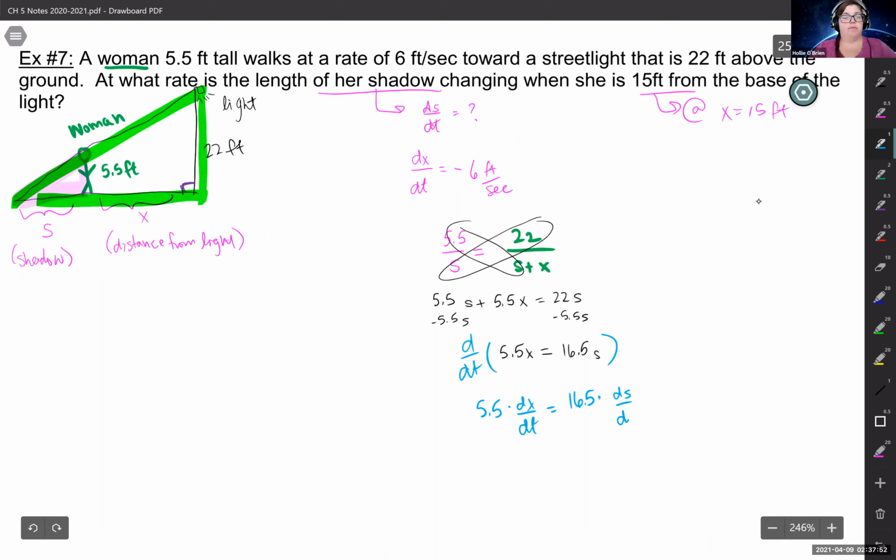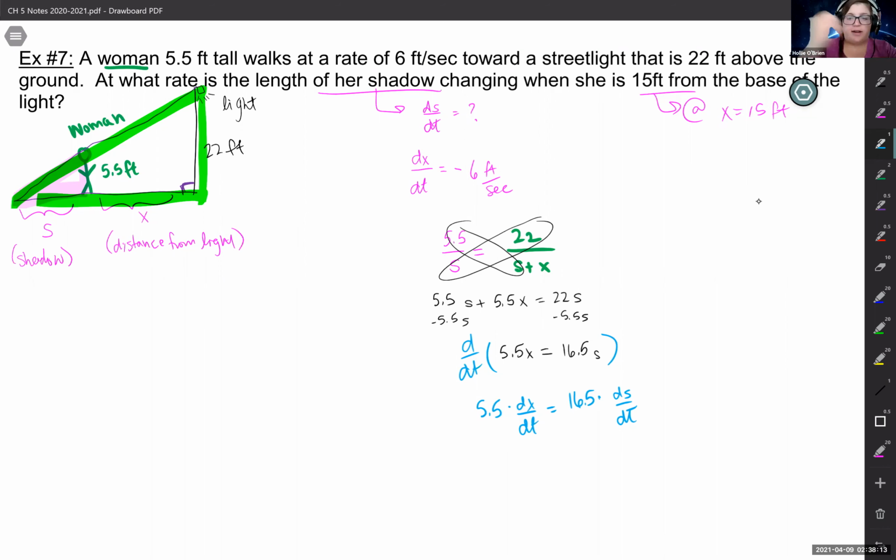So I used chain rule. I kind of just went fast with this line. The derivative of 5.5x is 5.5. But we're not taking the derivative with respect to x, it's with respect to t. So we had to tack on dx/dt because we have to know how x is changing when t changes.